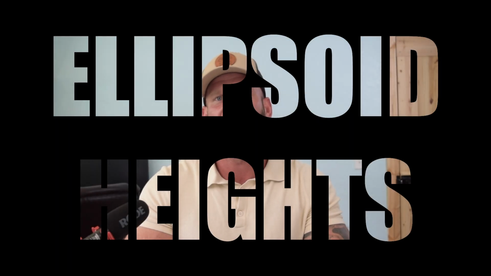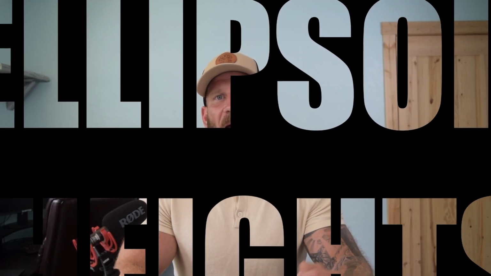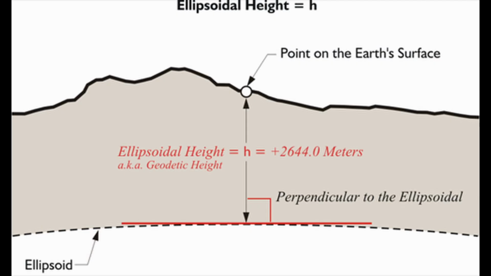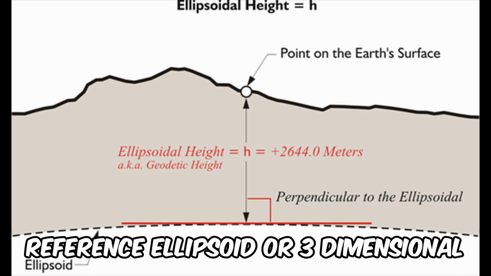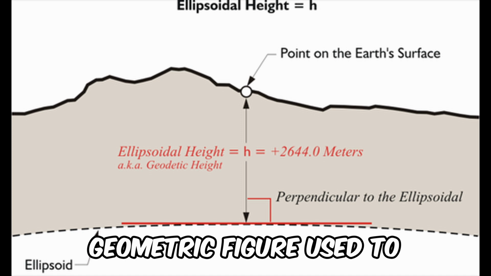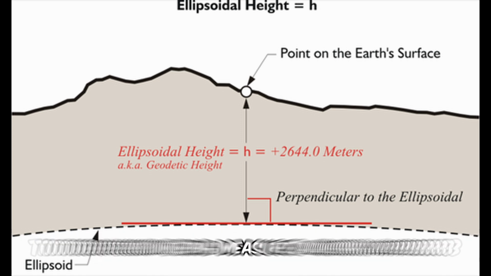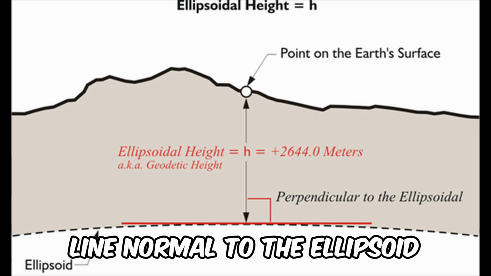Now let's circle back and fill in a couple of holes that I breezed past. I mentioned that GNSS works with ellipsoid heights, but it's important to fully understand why that is and what an ellipsoid height is. An ellipsoid height, denoted by little h, is the vertical distance from the reference ellipsoid, or three-dimensional geometric figure used to approximate the shape of the Earth, to the point being measured along a plumb line normal to the ellipsoid. Ellipsoidal heights are necessary because when we use GNSS, we use a reference ellipsoid to provide a consistent and mathematically simple method of determining a position on the surface of the Earth.